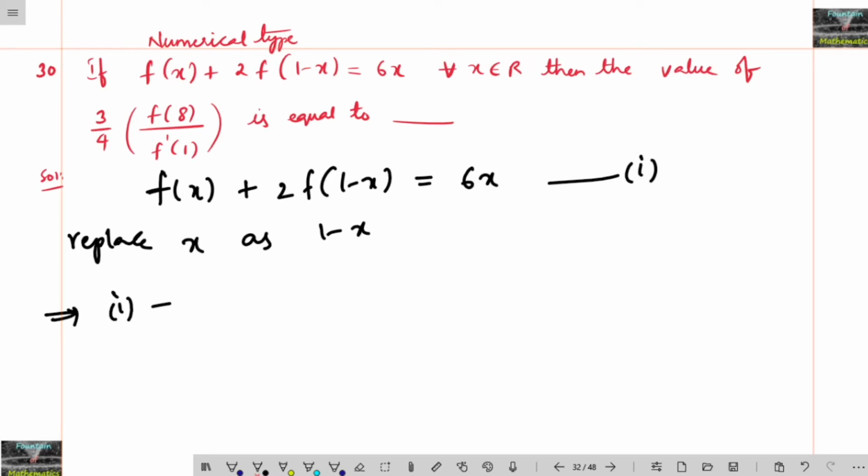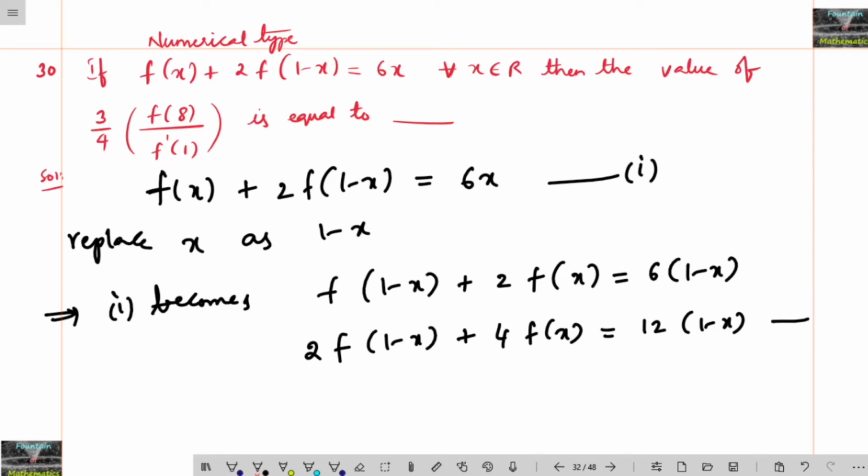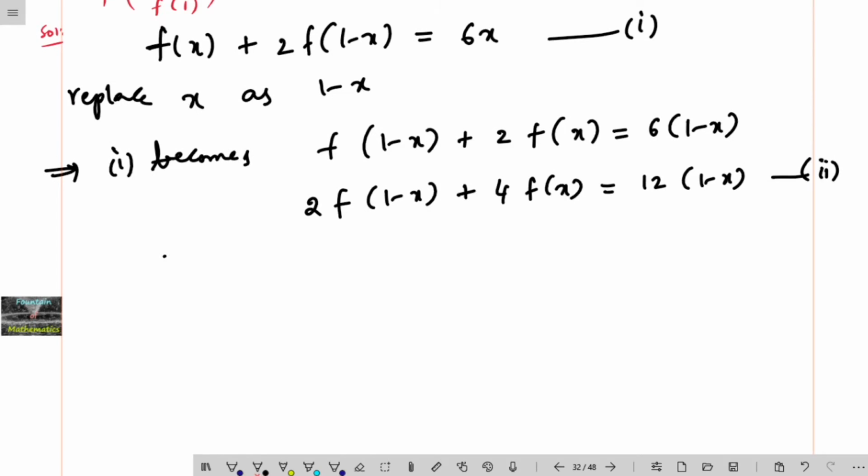Your first equation becomes f of 1 minus x plus 2 times of f of 1 minus of 1 minus x, that is f of x, is equal to 6 times of 1 minus x. Or if I multiply by 2 here, 2 times f of 1 minus x plus 4 times f of x is equal to 12 times of 1 minus x. Take it as a second equation. Now subtract the second equation minus first equation.